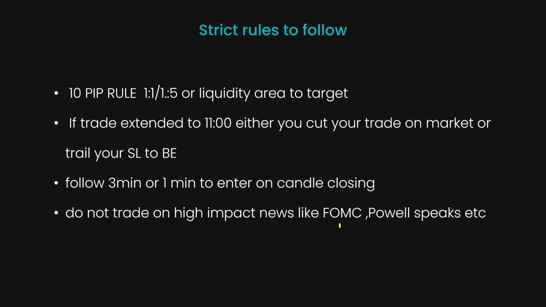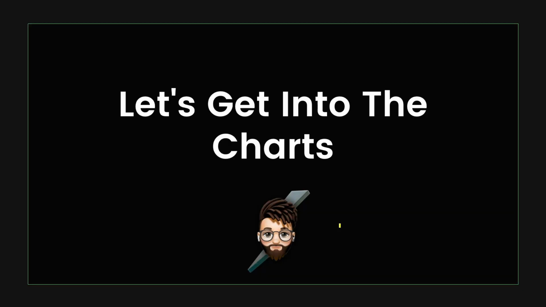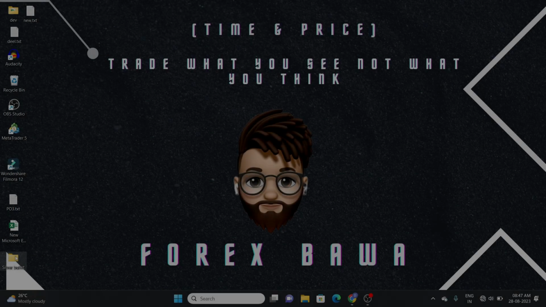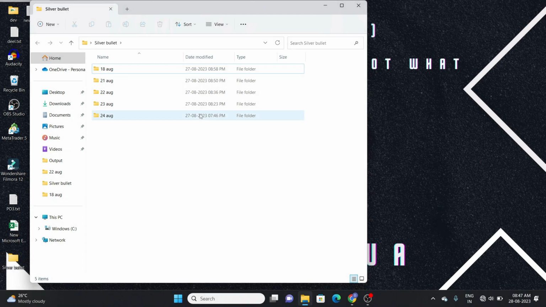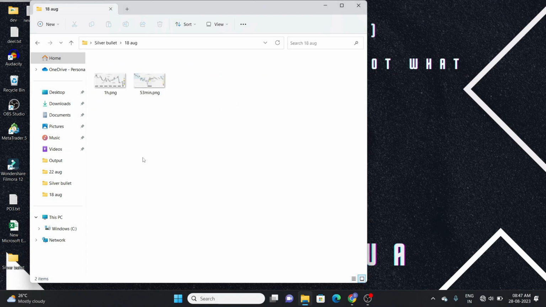Okay. So this is all about the theory part. Now we will discuss the chart and live examples that I already traded in previous weeks. All right, so let's get into the charts. Starting from the 18th of August, before we get started, what is our framework? As we discussed: draw on liquidity, 3 minute cycle, and then the third one is the execution time frame. So we should always have a top down approach as we move further into the silver bullet.